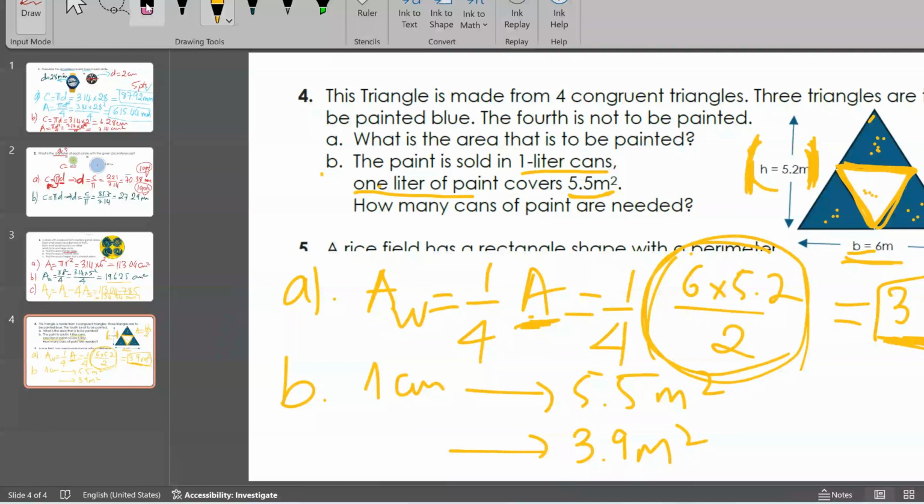Well, I got the answer, so do you want the answer? Okay, so don't think it's very difficult. It's actually the easy one. If we buy one can of paint, it will cover 5.5 meters squared, right? Now we only need to paint 3.9 meters squared. So how many cans do we need?